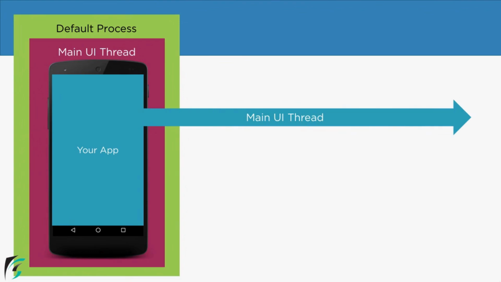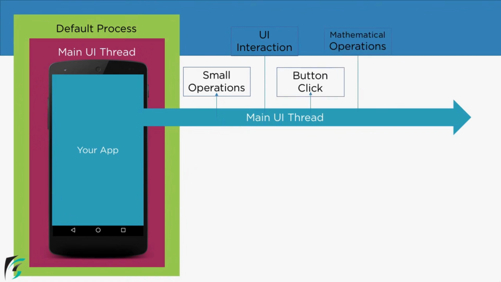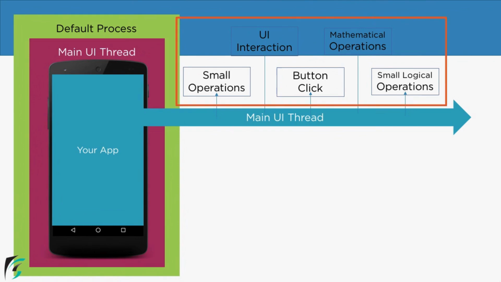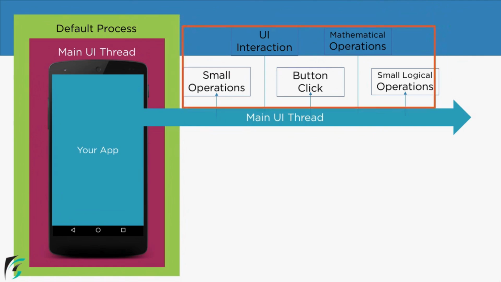Now whenever you interact with the application, you do it with the help of the main UI thread. And within the main UI thread, we perform small operations, such as user interaction, such as click of the button, checking the checkbox, or some animations. Then we can perform some mathematical operations, and even our logical operations persist within our main UI thread. If you notice, all of these operations require a very small amount of time. And remember, in our main UI thread, you always have to perform tasks that require a smaller amount of time.